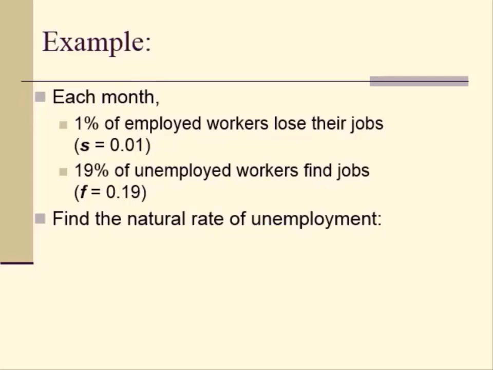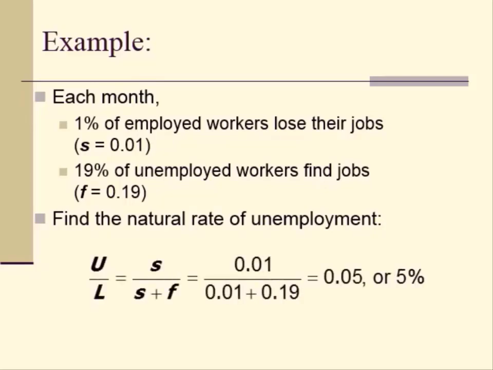Okay, now I assume you solved the question. So what's the answer? What's the equation you use? U over L equals what? That's equal to S over S plus F. If you substitute S = 0.01 and F = 0.19, then you get 0.01 over 0.01 plus 0.19, which equals 0.05 or 5%. That means we found the natural rate of unemployment to be 5%.